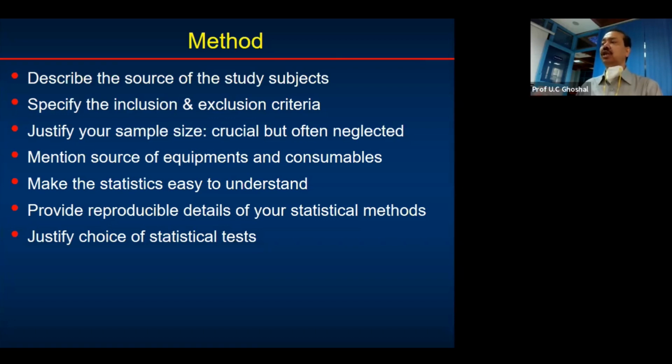Obviously, they could not have excluded Zollinger-Ellison syndrome without doing specific investigation, and there was no mention of all this investigation. For example, if you say autonomic neuropathy was an exclusion criterion, how did you check for autonomic neuropathy? So that is very important.